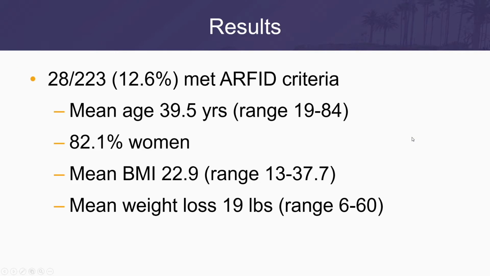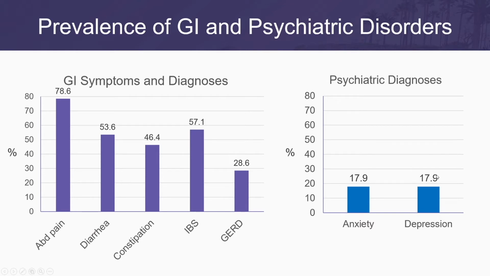So they found that 12.6% of their patients met the ARFID criteria. You can see the mean age, most were women. They had a normal BMI, but you can see the BMI range was pretty large, and the mean weight loss was 19 pounds. If you see the left side, a fairly high percentage of these patients, and this is only 28 patients, had multiple GI symptoms or actual diagnoses: abdominal pain, diarrhea, constipation, IBS, and even GERD. When they looked at psychiatric diagnoses, but they only looked at anxiety and depression, it was relatively low, 18% for both, so it wasn't as high as I think they thought it would be.